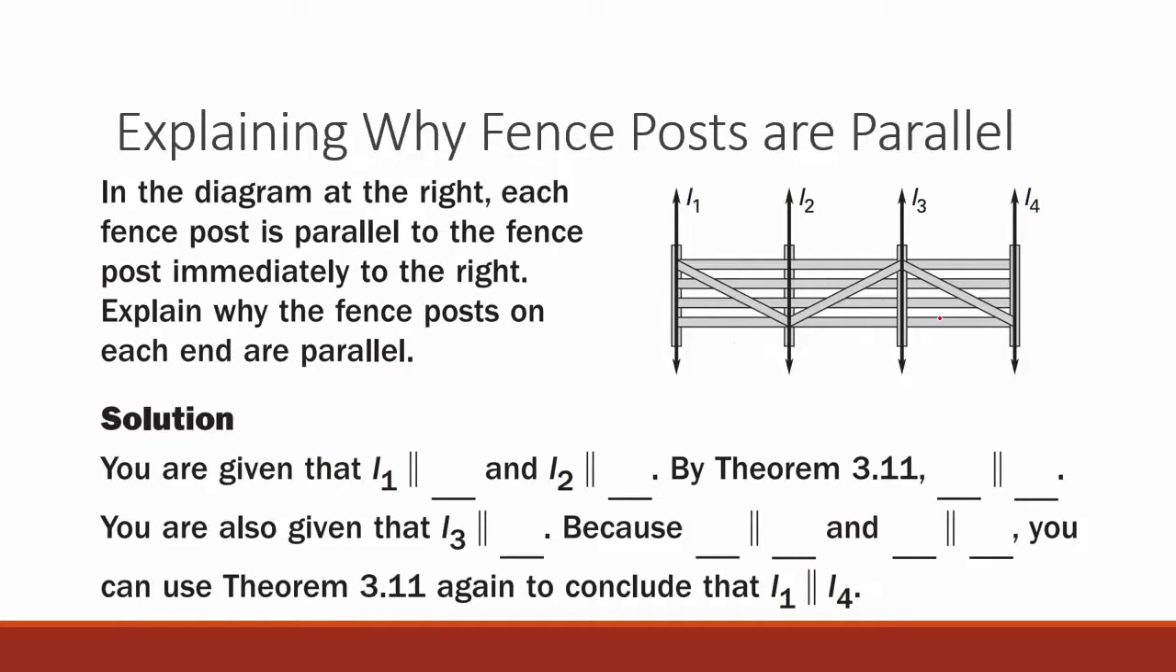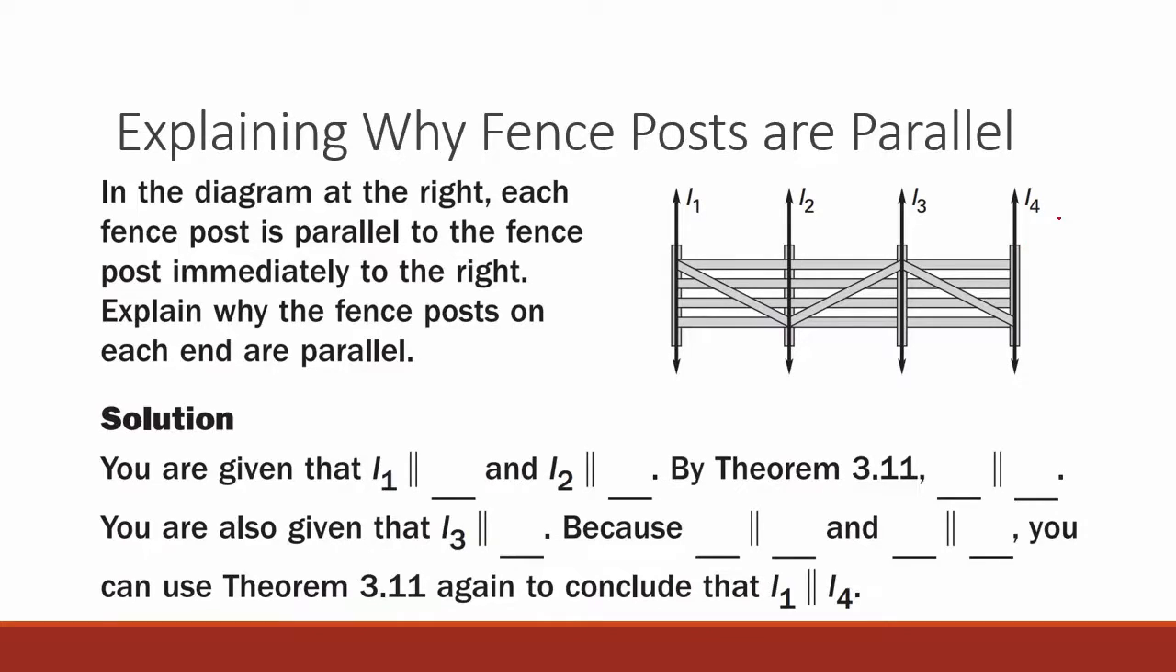Example 1, explaining why fence posts are parallel. In the diagram at the right, each fence post is parallel to the fence post immediately to the right. Explain why the fence posts on each end are parallel. So basically, line 1 is parallel to line 2, and line 2 is parallel to line 3, and line 3 is parallel to line 4, and we want to explain why line 1 is parallel to line 4.